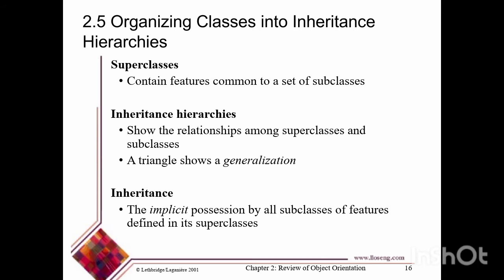So here we have the superclass containing features common to a set of subclasses. Inheritance hierarchies show the relationship among the superclass and subclasses. A triangle shows a generalization. Inheritance is the implicit possession by all subclasses of features defined in its superclass, that is the inheritance.